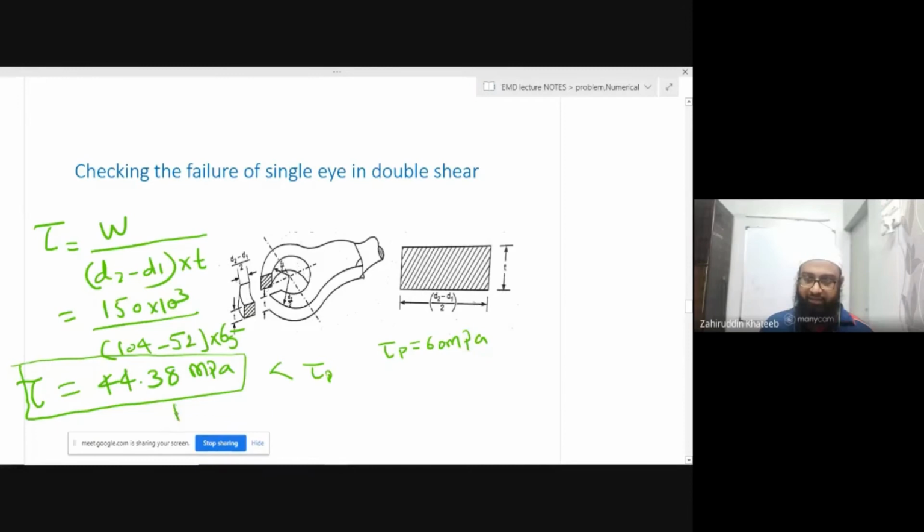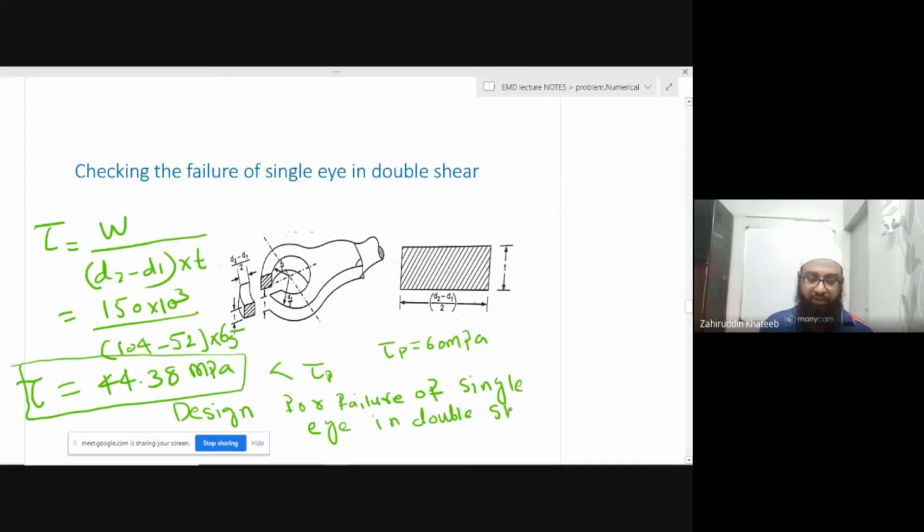So you will write one statement you have to remember: design for failure of single eye in double shear is safe.